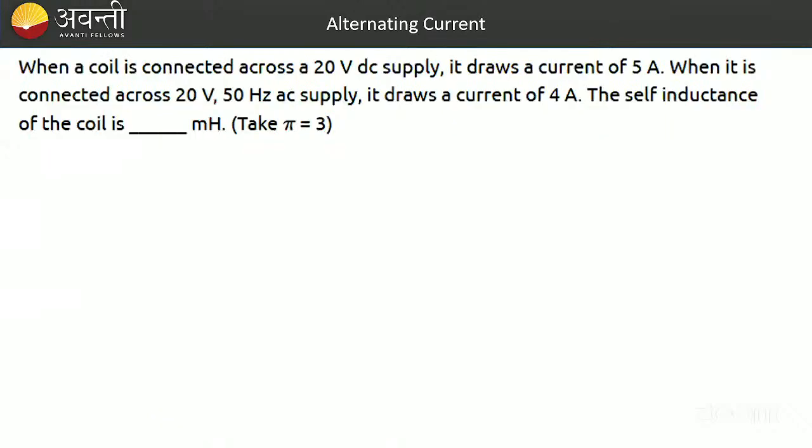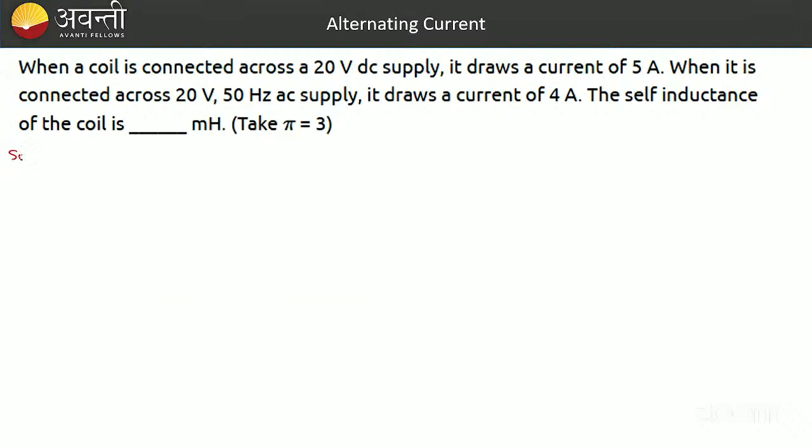Okay. Now let's just move on along this question. The question stands that when a coil is connected across a 20-volt DC supply, it draws a current of 5 ampere, and when it is connected across a 20-volt 50 hertz AC supply, it draws a current of 4 ampere. The self-inductance of the coil is.